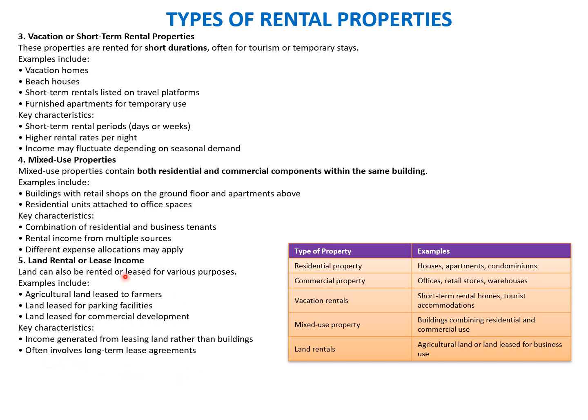So these are the five categories of property that generate rental income for an individual. Residential property in the form of housing, apartments and condominiums; commercial property in the form of offices, retail stores, and warehouses; vacation rentals like short-term rental homes and tourist accommodation; mixed-use property, which is a building used for both commercial and residential purposes; and land rentals like agricultural land or land leased out to businesses for commercial purposes. With this, we'll move to the next slide and look at other information on rental income.